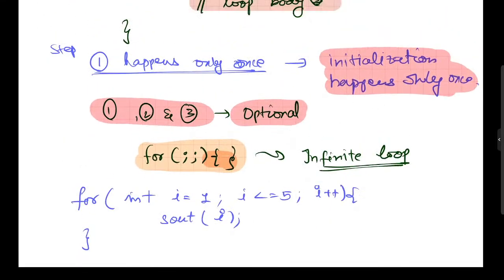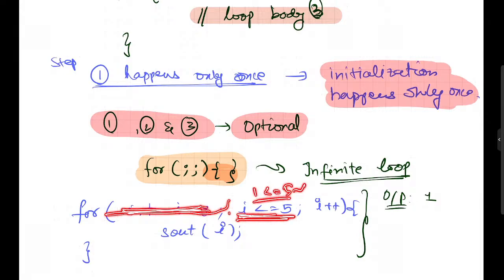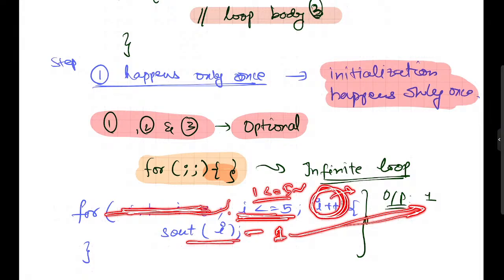So the output for the first iteration would be 1. Remember you are not going to look into the initialization at all. Once the condition is true and 1 is printed, you look into the updation statement. It says i plus plus, which is i equal to i plus 1. So this will get executed, and now i will become 2.